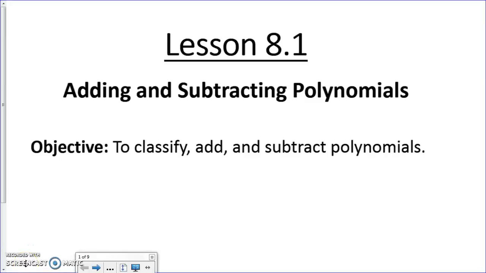Lesson 8.1, Adding and Subtracting Polynomials. The objective of this lesson is to classify, add, and subtract polynomials.